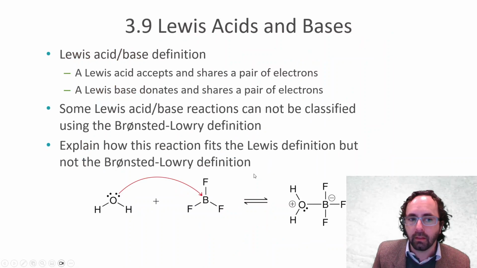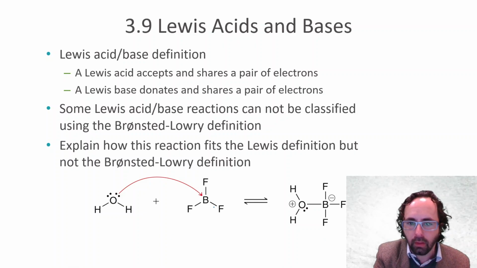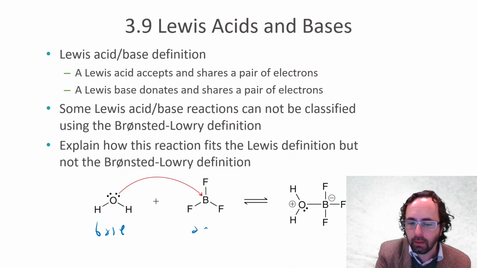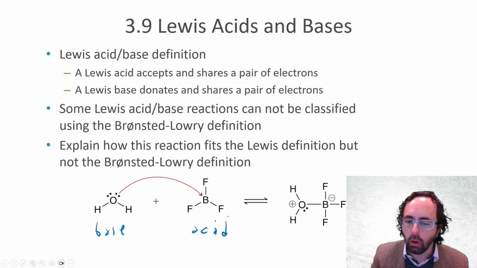Finally, we have Lewis acids and bases. A Lewis acid is one that accepts and shares a pair of electrons. A Lewis base is one that donates and shares a pair of electrons. In this case here, this Lewis base is donating the electrons, making this the base. This boron trifluoride is accepting the electrons, making this the acid. So this is an acid-base situation in which there are no protons transferred. However, it's still considered an acid and a base.